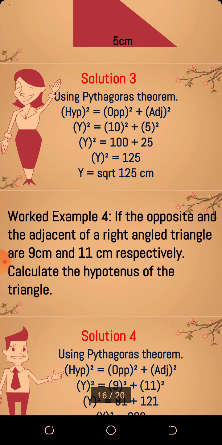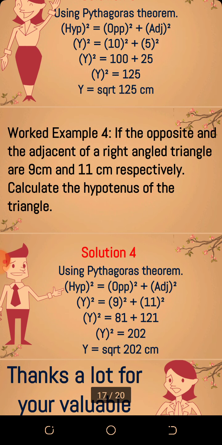Example number 4. If the opposite and the adjacent of a right angle triangle are 9 cm and 11 cm respectively, we are now told to calculate the hypotenuse of the triangle. Using our Pythagoras theorem, hypotenuse squared is equal to opposite squared plus adjacent squared. Y squared is equal to 9 squared plus 11 squared.